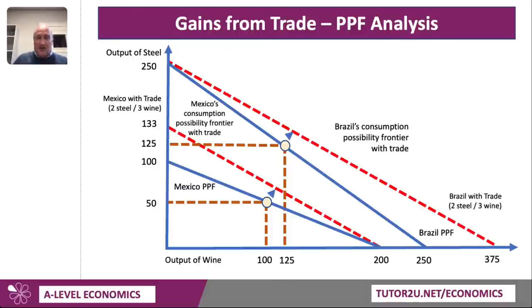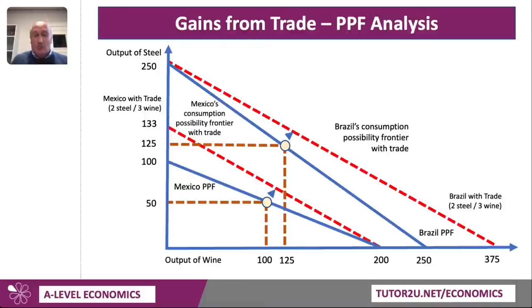And let's move to the next slide. The gains from trade is where a country's consumption possibility frontier can shift out. The dotted lines, by the way, have the same gradient for Brazil and Mexico. And in theory, they can now consume more of both because they found the terms of trade which benefits both countries. That diagram would be the highest level you'd be expected to possibly draw at A-level if you get a question on gains from trade.